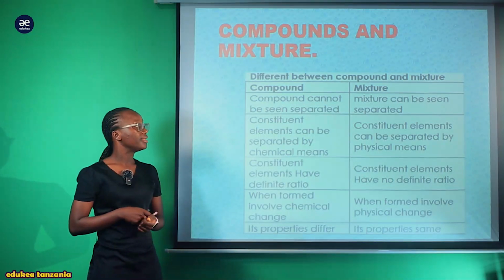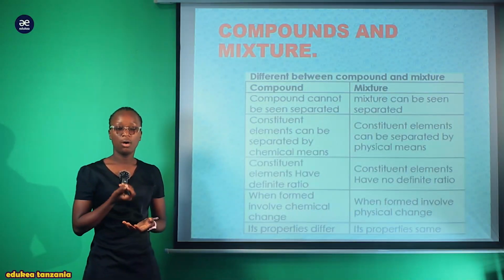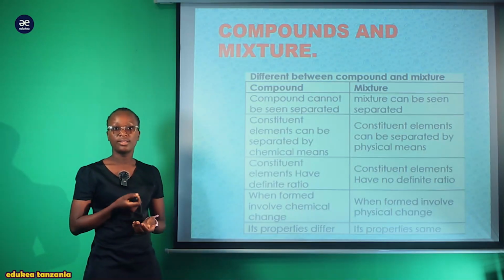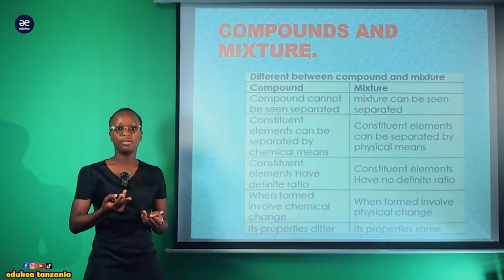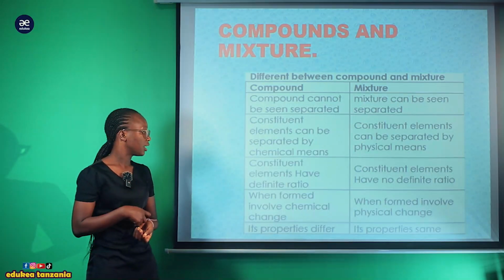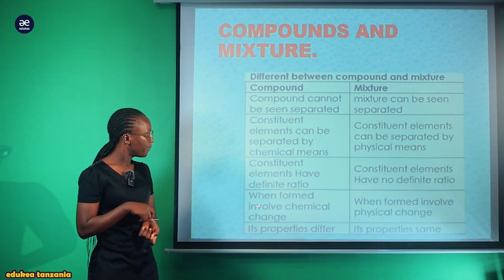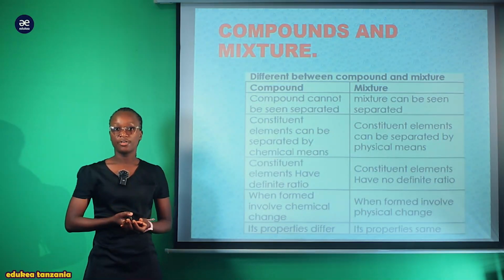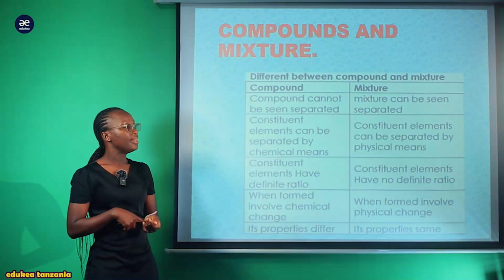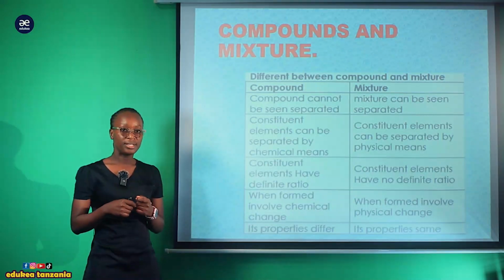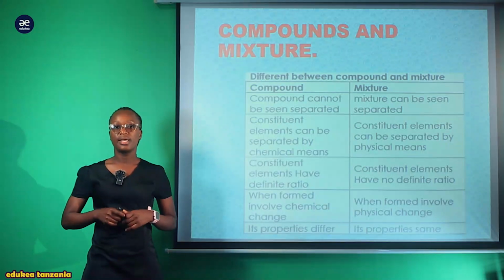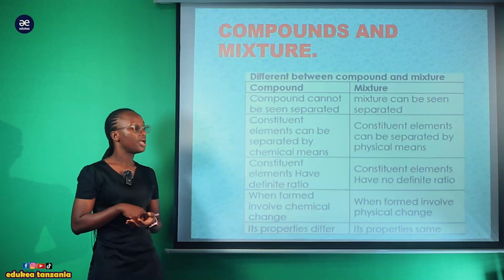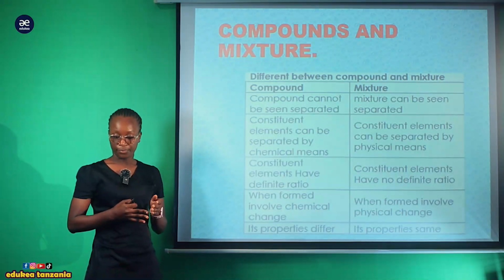Another is that constituent elements have a defined ratio, while in the mixture there is no defined ratio. Any ratio can be involved in a combination to form a mixture. While in compound, when formed it involves chemical change, while in the mixture it involves physical change. And finally, in a compound, its properties differ, while in the mixture their properties are the same. This is just a summary of the table which shows the difference between the compound and the mixture. Now let us see the concept of solution.